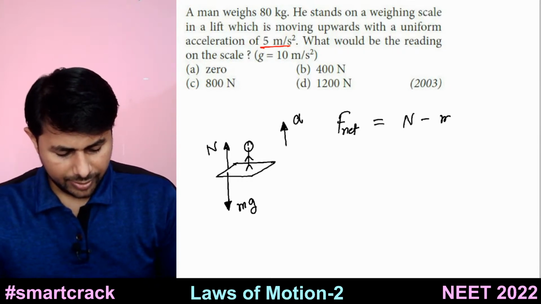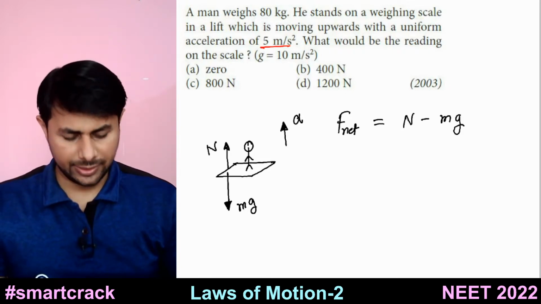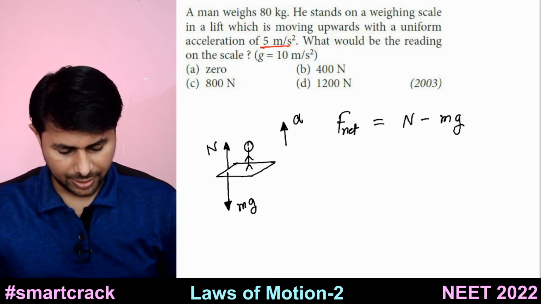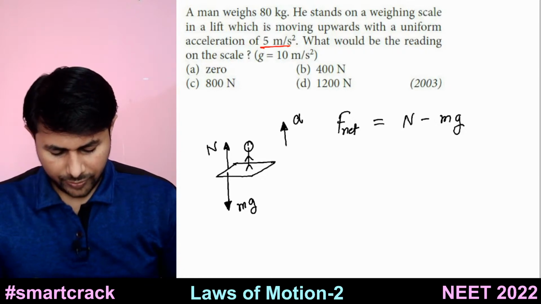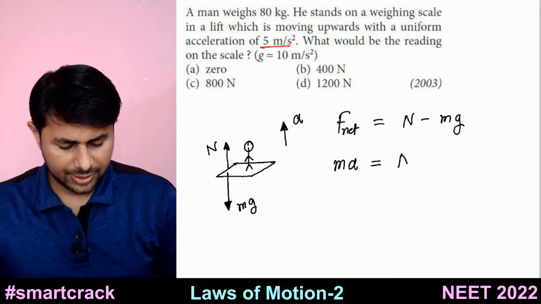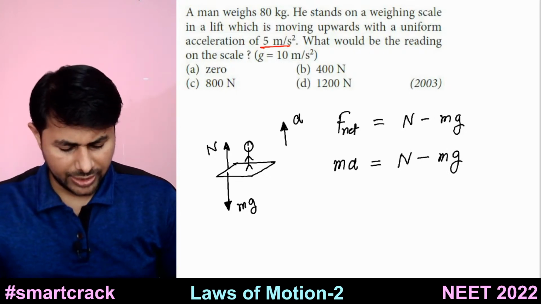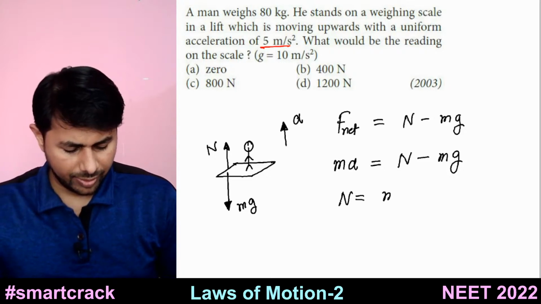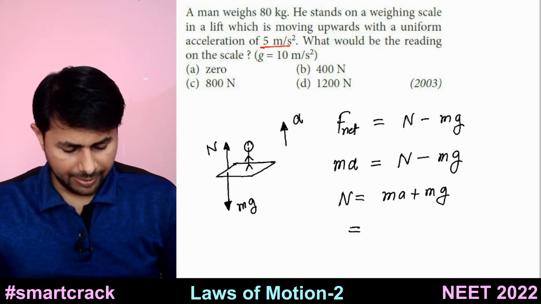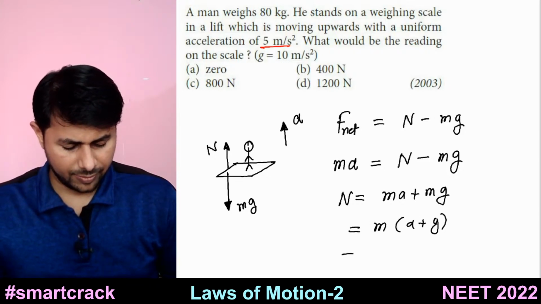So net force is N minus mg. All right, so what is net force? It is mass times acceleration. It is N minus mg. Take mg on the other side. So you get N is equal to ma plus mg. You can take m common. So it is m times (a plus g).